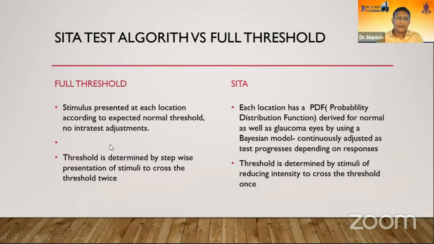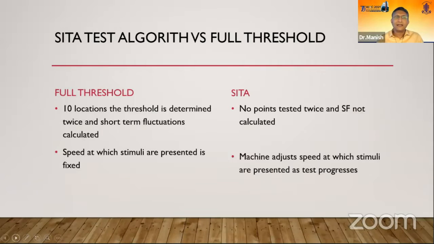So the testing time really comes down with the SITA test. And in the full threshold, additionally, 10 points are tested twice to give you short-term fluctuation. And then it was found that this short-term fluctuation did not add much value to your field interpretation. And therefore, in SITA, there is no point which is tested twice, and you do not get the short-term fluctuation.